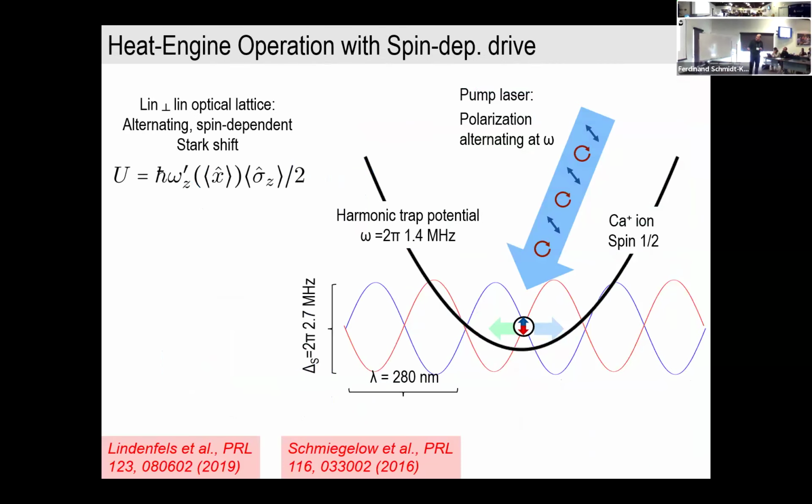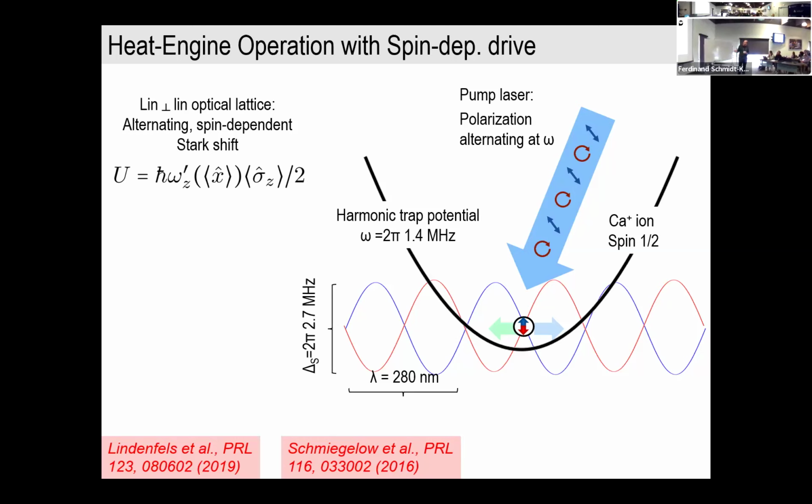And now we need the gear. The gear is now, we have this single ion in the harmonic potential, but on top of it, we have a spin-dependent potential, and that is an optical standing wave, as I showed you last time. And this induces an AC Stark shift depending on the spin of the ion. And this AC Stark shift is really high.